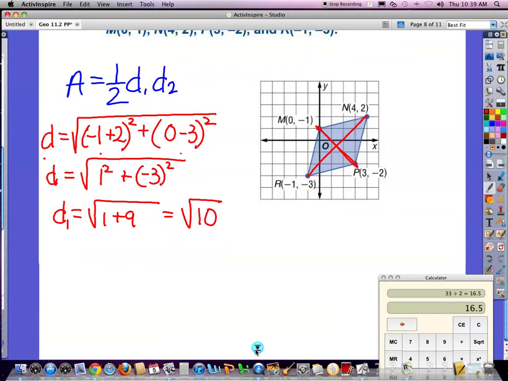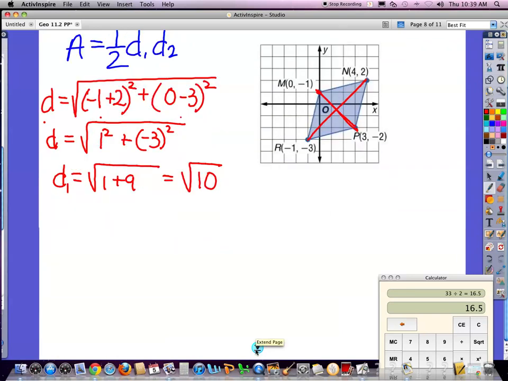Got to keep going. I got to find D2 now. So I'm going to call D2 the distance from 4, 2 to -1, -3. So here we go.